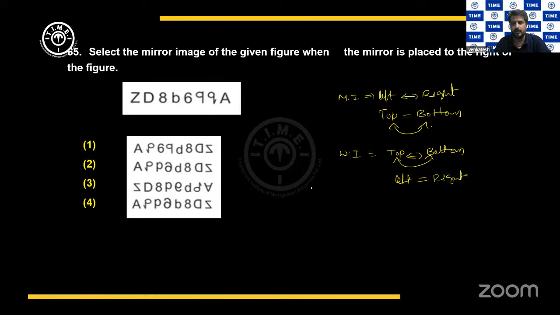And one more point we have to observe is that elements which are close to the mirror will appear close to the mirror, and elements which are far away from the mirror will appear far away from the mirror. Now, the mirror is placed on the right side of the figure. So the mirror is placed here now. A will appear as A only. A is the first one to come. So option 3 is ruled out.